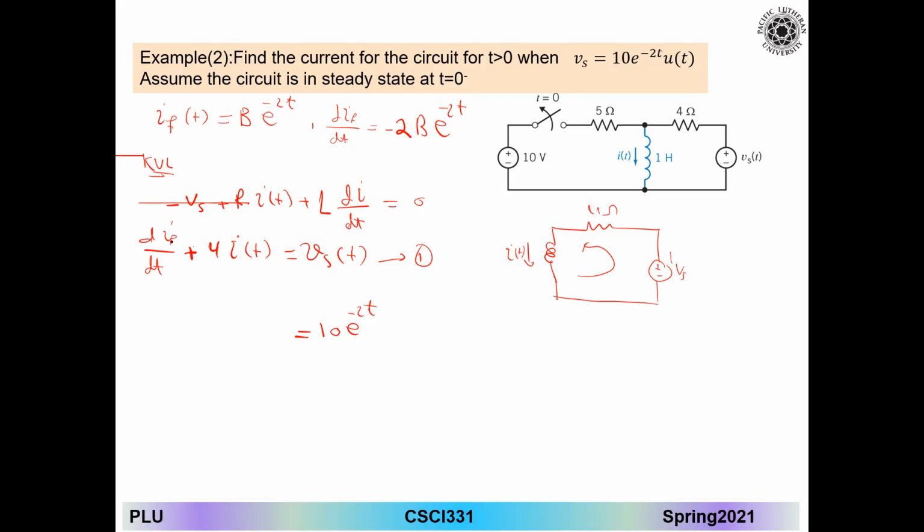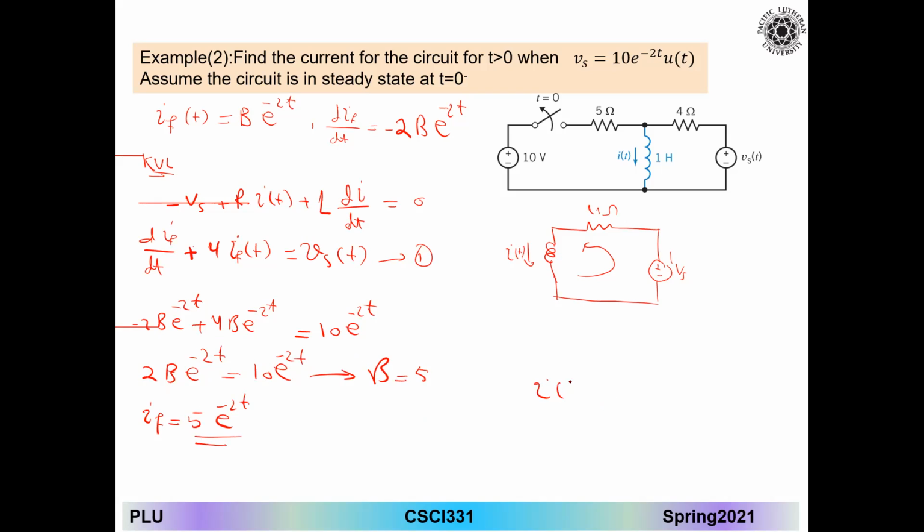And here we're talking about the first response, so we're talking about the IF. So just the first derivative: 2b, or minus 2b e^(-2t), plus 4 times b, which is 4b e^(-2t). If you take it, 2 and 4 will be 2b e^(-2t) equal to 10 e^(-2t). From here, we end up with b equal to 5. So in other words, IF equals 5 e^(-2t). So now I find my IF.